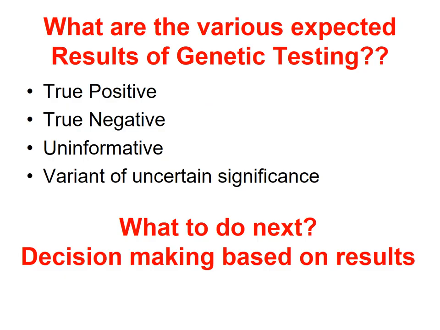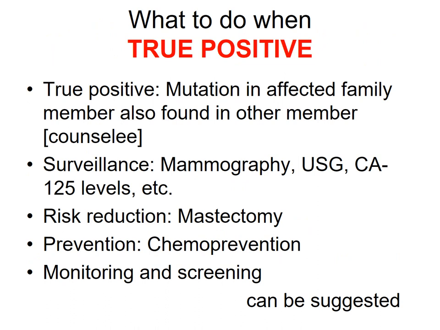Okay, so cancer genetic counseling can lead to a heterogeneous and confusing scenario. Expected results, if they are true positive or true negative, are easy to deal with. But sometimes they are uninformative, or sometimes the results are not clear, like a variant of uncertain significance. This is a term used in genetic analysis as per the American College of Medical Genetics guideline. So what to do next? The decision making is based on the results, and the guidelines have been laid out for that. If it is true positive, what should be done?